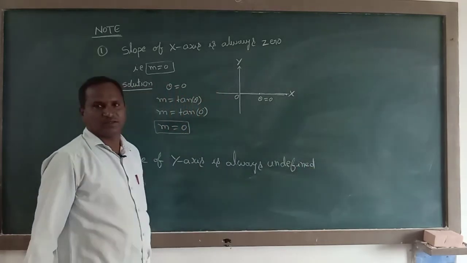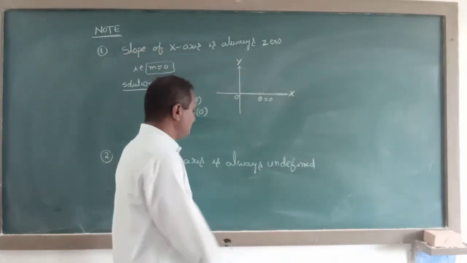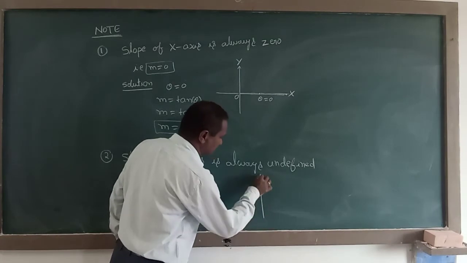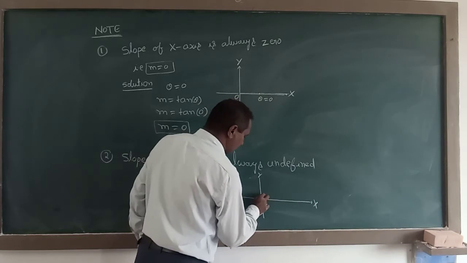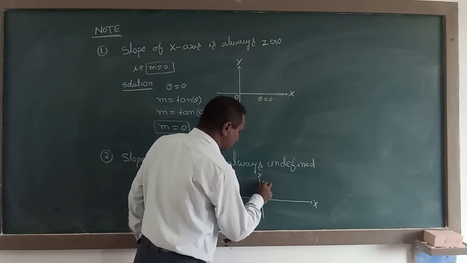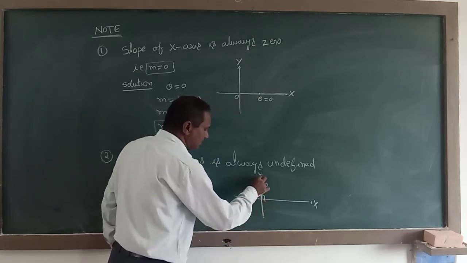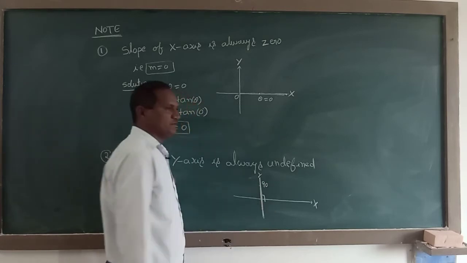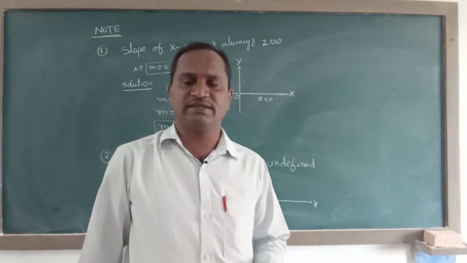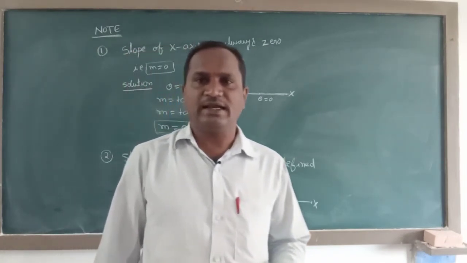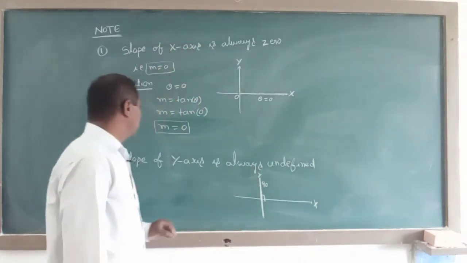See, the angle made by the y-axis is always 90 degrees. Here is the y-axis and here the x-axis. The angle made by this line segment, the y-axis, in the positive direction is always 90 degrees. 90 degrees means m is equal to tan 90. Tan 90 degrees is always undefined, which means infinity.